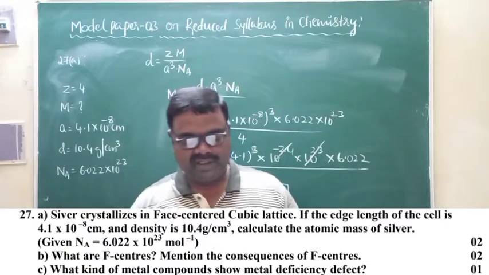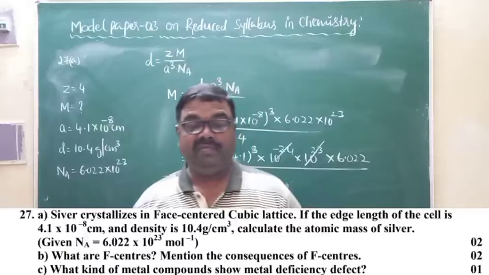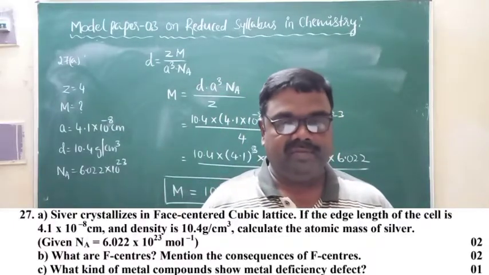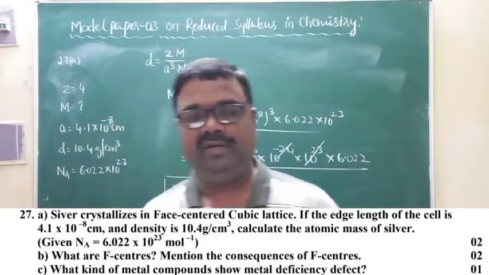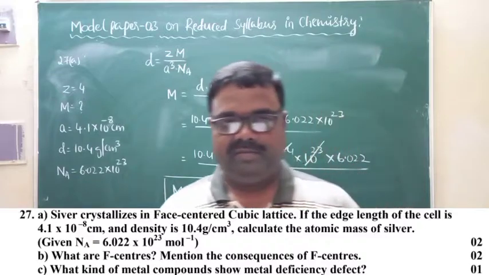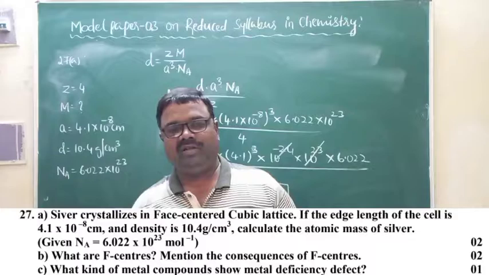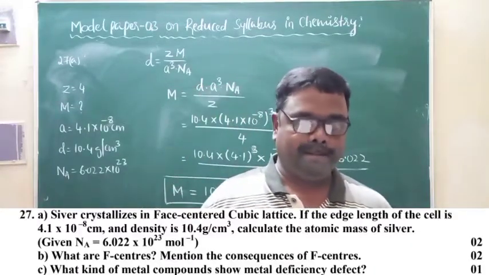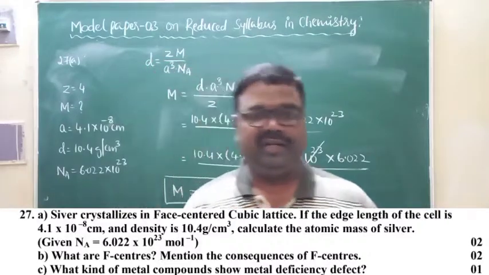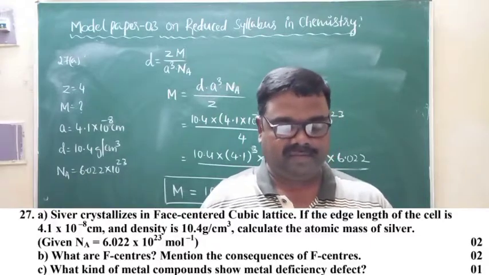One of the consequences of F centers is they impart color to the crystals. At the same time, due to the presence of unpaired electrons, the electrical conductivity of the resulting crystal increases. The paramagnetic property of the crystal increases. These are the consequences of F centers. And of course, this is because of the non-stoichiometric defects in crystals, right?